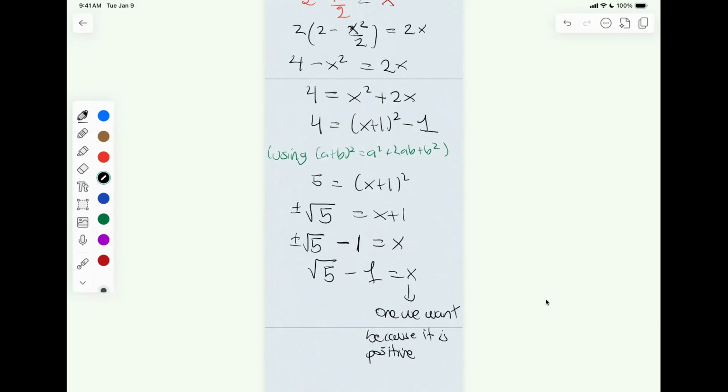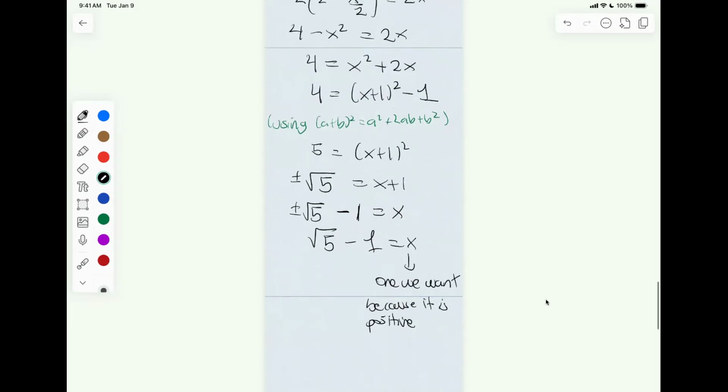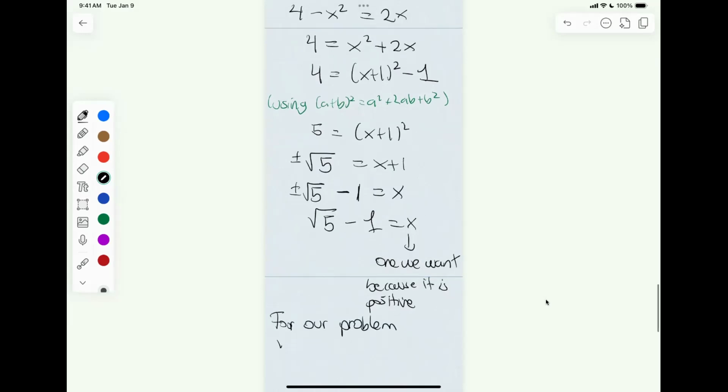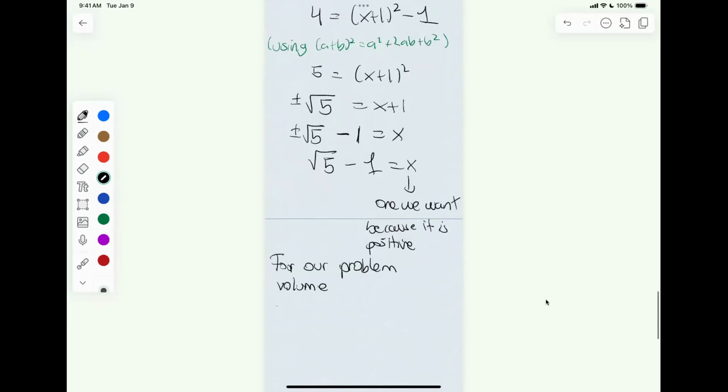Questions about that? Okay, why did we need this value? Just because that was the value that appears in the bound. So for our problem, the volume is the integral from 0 to root of 5 minus 1 of 2 pi x times 2 minus x squared over 2 dx, minus the integral from 0 to root of 5 minus 1 of 2 pi x times x dx.